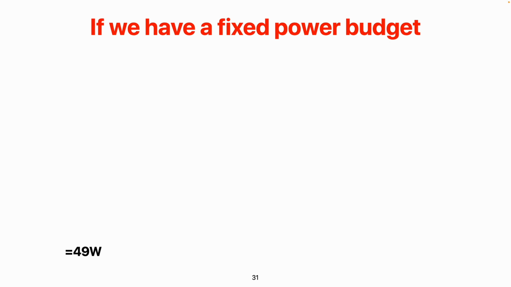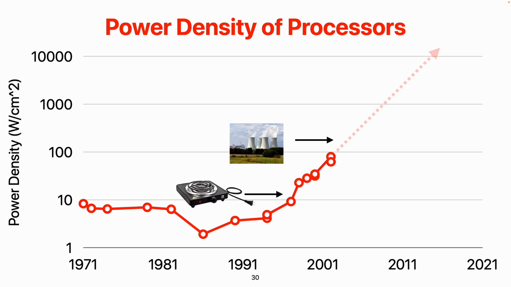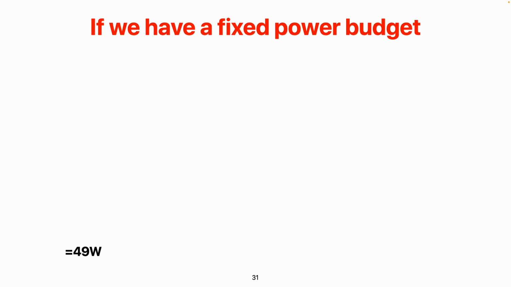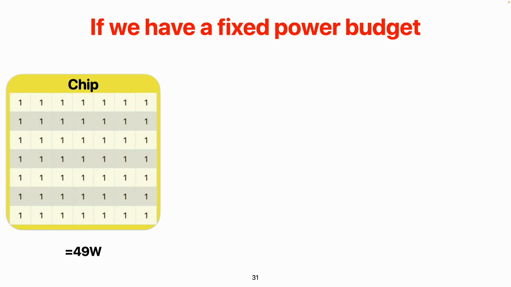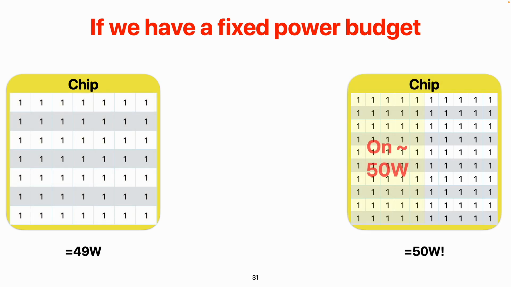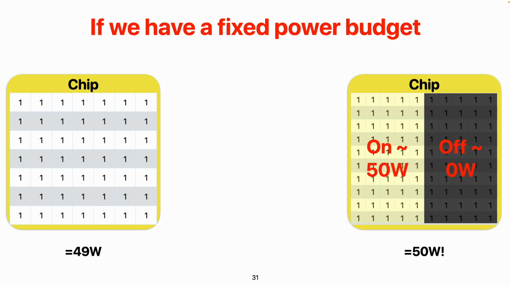However, that's never going to happen because we are never going to be able to dissipate the heat of the sun. So we have to maintain the same power density. To maintain power density, what can we do? One of the options is that we can only power up half of them. So within the same area, we are still able to maintain the same power budget.